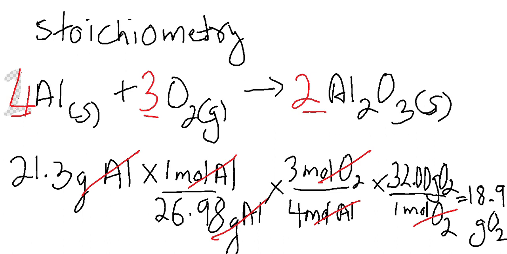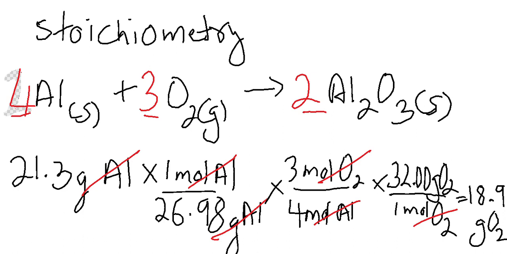What does it mean to have 21.3 grams of aluminum and 18.9 grams of oxygen? It means that if you have those amounts for both, they will completely react with each other. At the end of the reaction, there would be no aluminum remaining and there would be no oxygen remaining. But let's think for a second. What if I started with more oxygen? I took the same amount of aluminum, 21.3 grams of aluminum, but I took 50 grams of oxygen.